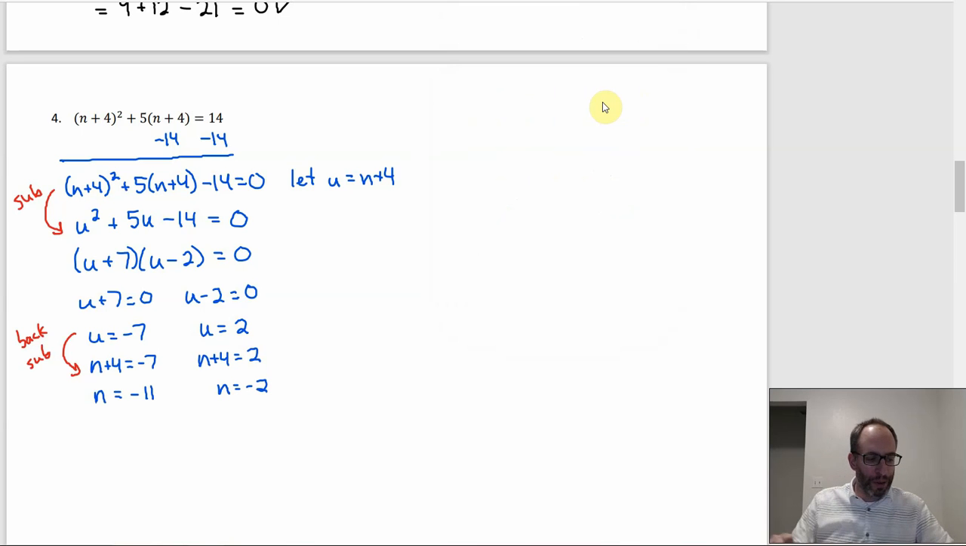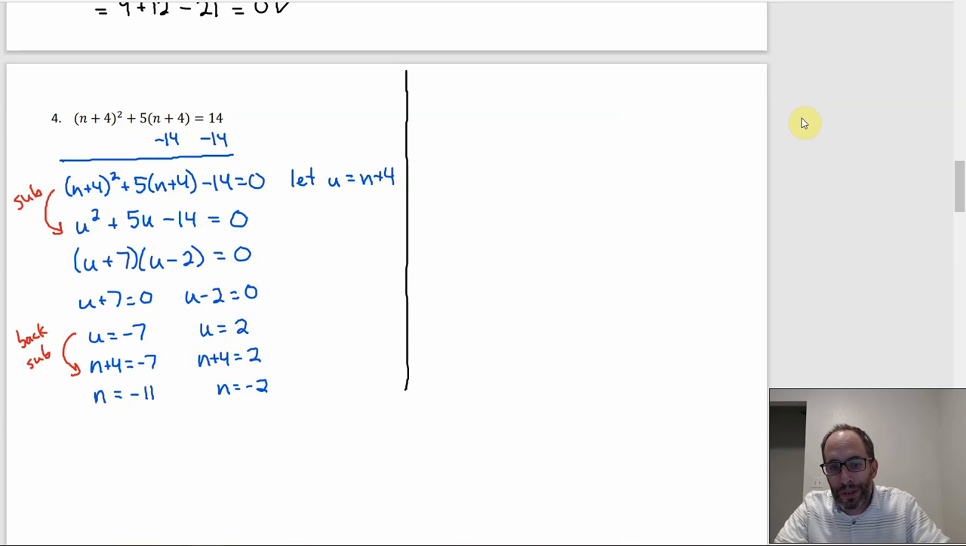All right. The checks on these are fast. So I said I wasn't going to do the full check, but I lied. I'll do the full check on this one because it's actually really short. So the check. So n equals negative 11. If we sub in, so I'm just going to sub in on the left side of this and see if I get a 14. So let's see what happens.